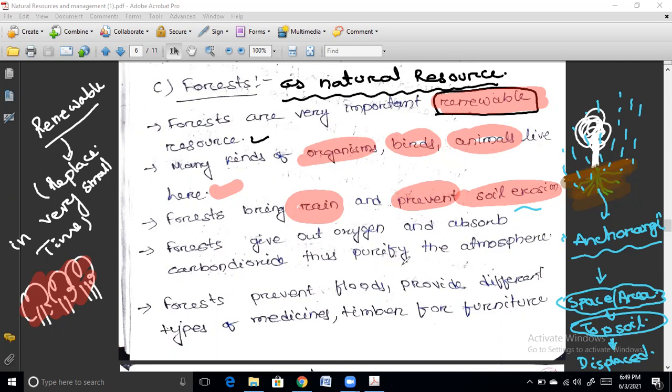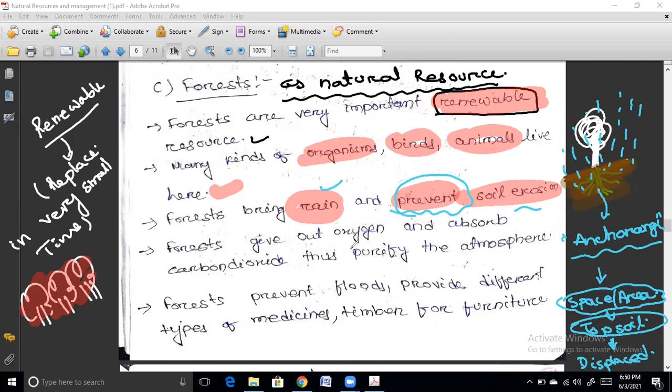So soil erosion happens when we do deforestation. Deforestation means destruction of plants. Then what will happen? There will be no anchorage of the soil, so the water can easily carry the soil away. So the forest brings the rain and prevents soil erosion.